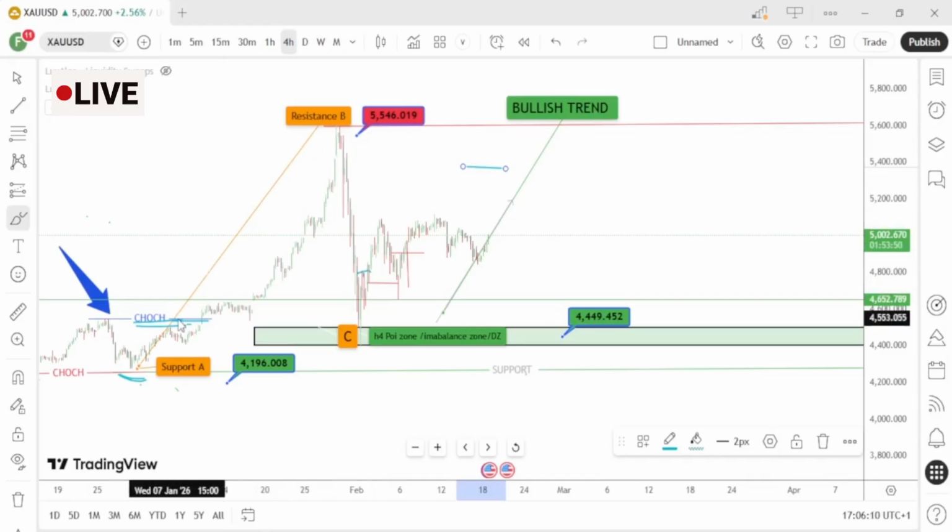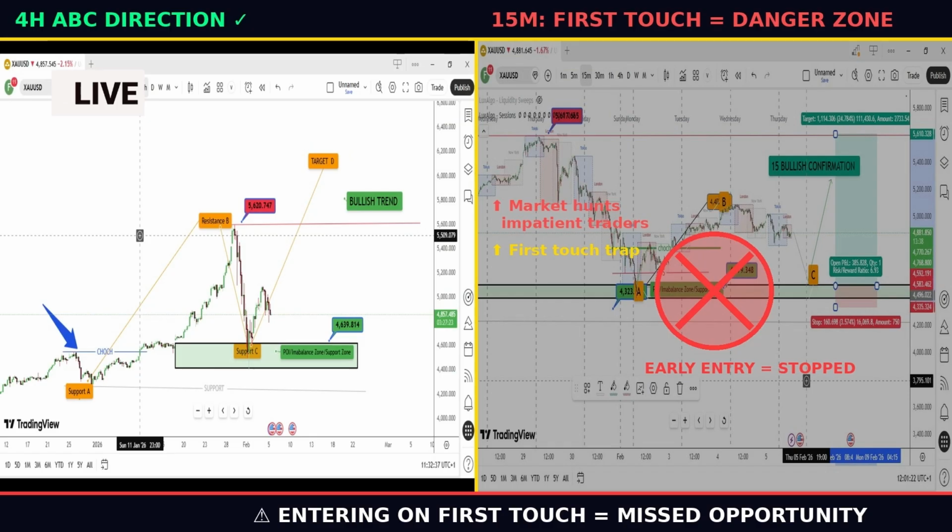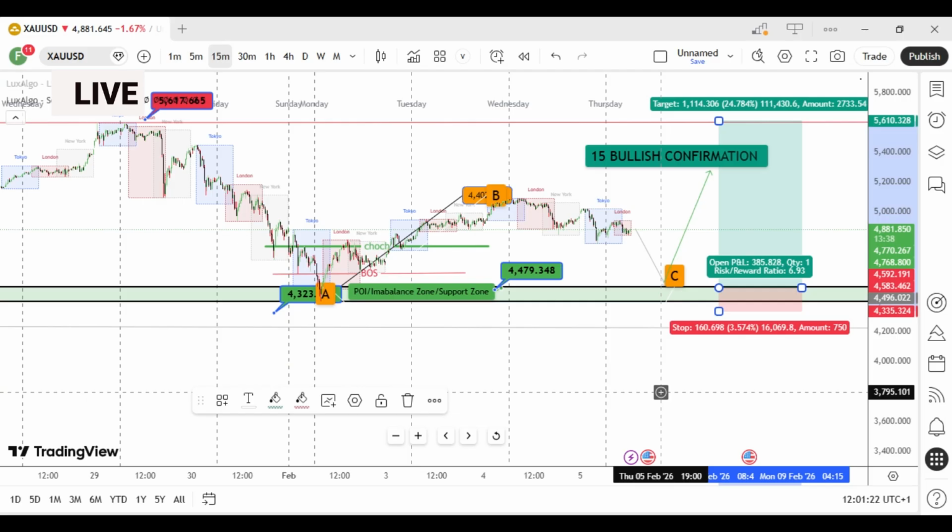If you want the full breakdown of how I build this, part 1 is in the description. Go watch it after this. But right now, here is what matters. Price is sitting inside the POI zone, which is the point of interest. And this is where the 4-hour stops talking. It gives you precision to look for one thing: the 15-minute chart. That is where the trade lives, and that is where most traders get it completely wrong.